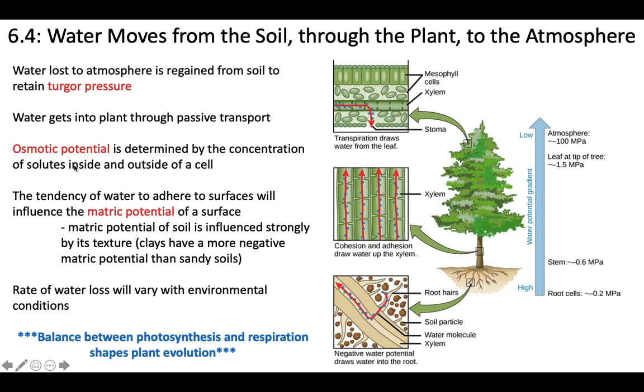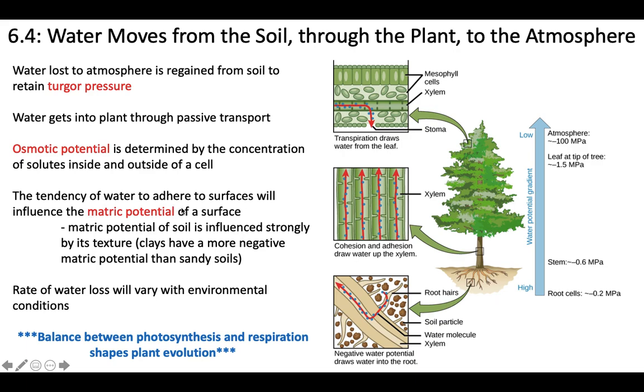Some other key terms to know: osmotic potential is determined by the concentration of solutes inside and outside of the cell. So soil chemistry, which is dictated by what we talked about earlier when we were talking about climate. Soil chemistry is dictated partly by bedrock, partly by human activities. Soil chemistry is going to be really important for determining the osmotic potential of the soil, which is then going to affect the plants that can live in it.